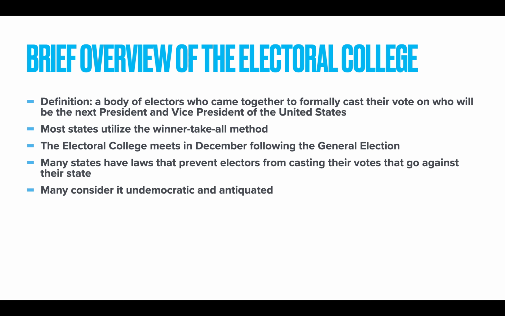It is a body of electors from each state who come together to formally cast their vote on who will be the next president and vice president of the United States. Most states utilize the winner-take-all method, except for Maine and Nebraska, in which it is divided by congressional districts. The Electoral College meets in December, following a general election in November, and the president and vice president-elect are then inaugurated on January 20th the following year. Many states also have laws that prevent electors from casting their votes against their state.